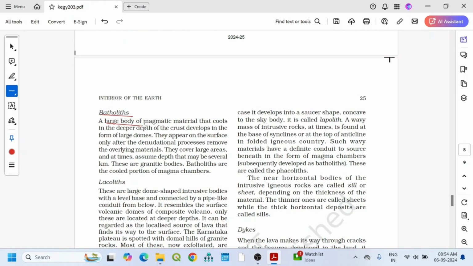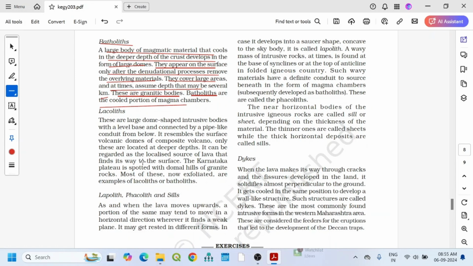batholiths. A large body of magmatic material that cools in the deeper depth of the crust develops in the form of large domes. They appear on the surface only after the denudational processes remove the overlying material. They cover large areas and at times assume depth that may be several kilometers. These are granitic bodies. Batholiths are the cooled portion of magma chambers.